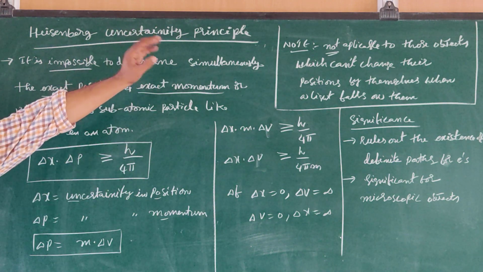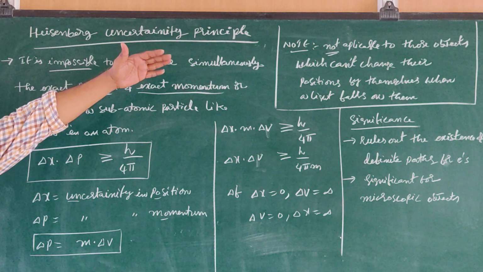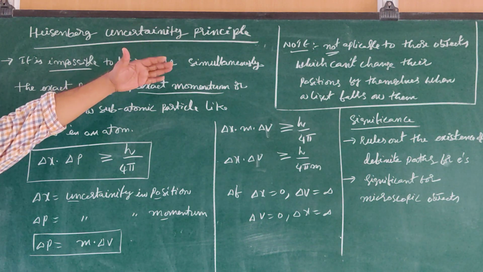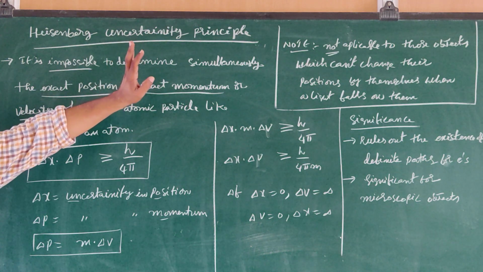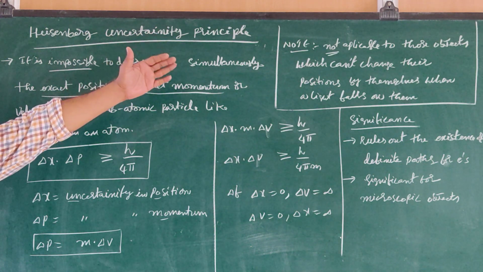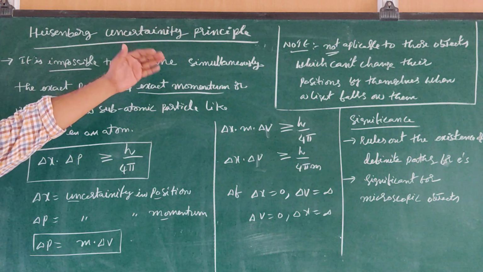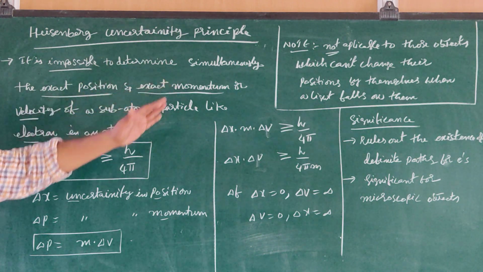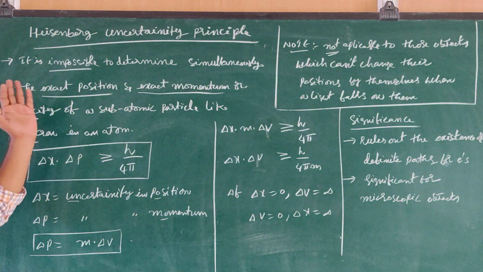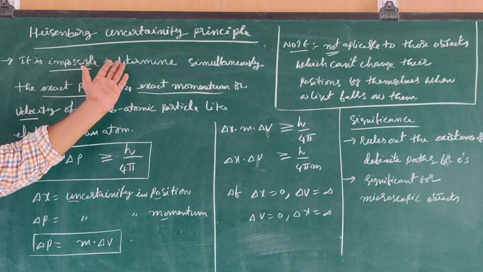This theory is not applicable to those objects which cannot change their positions by themselves when a light falls on them. Next one, what is the significance of Heisenberg principle?